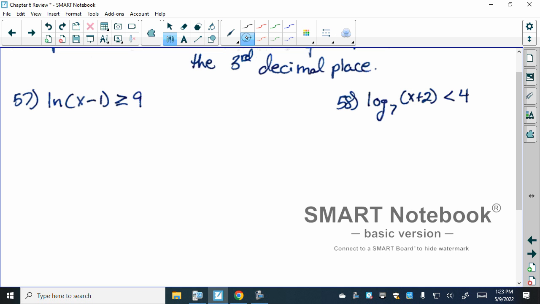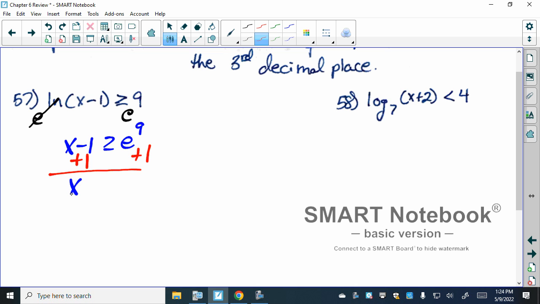So this here, we still need to solve for the value of x. Now to get rid of the natural log, we're going to put both sides to the base of e, because the e and the ln will cancel, telling us that x minus 1 is greater than or equal to e to the 9th. Now we need to get x by itself. So the next thing we can do is to add 1 to both sides. And that will tell us that x is greater than or equal to e to the 9th plus 1.